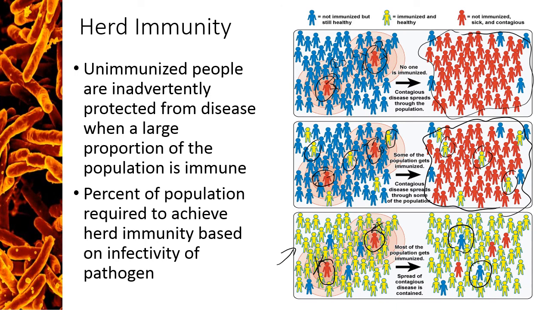The percentage of the population that's required to be vaccinated to achieve herd immunity depends on the infectivity of the pathogen, so how likely is it to spread from person to person. For example, measles is one of the most infectious pathogens we know, and to have herd immunity against measles, you really have to have about 93 to 95% of the population vaccinated to protect those individuals who can't get the vaccine.